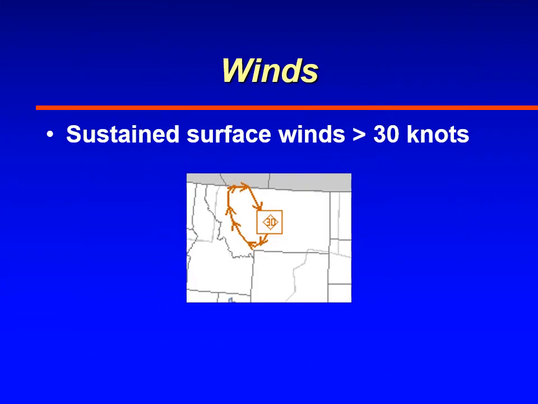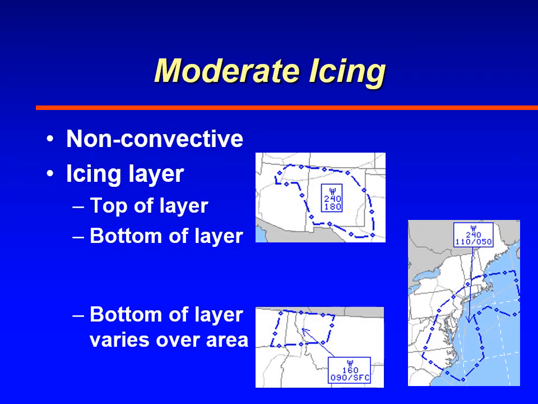Also, they show areas where the sustained surface winds are greater than 30 knots. These are not the gusts, but sustained winds. So the average wind, if it's more than 30 knots, they'll highlight that area because that could be hazardous for aircraft. They also show areas of moderate icing.